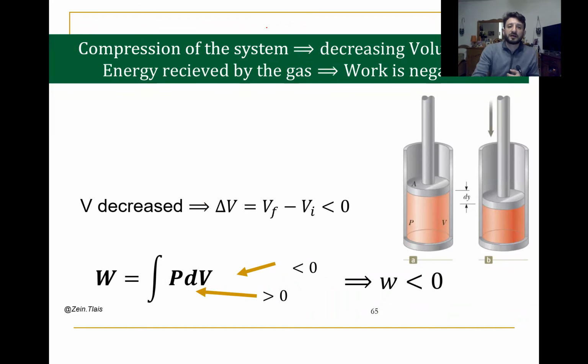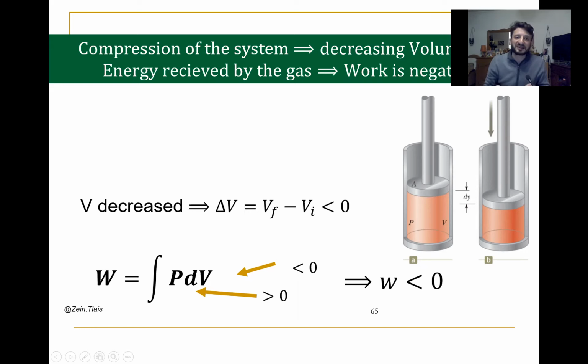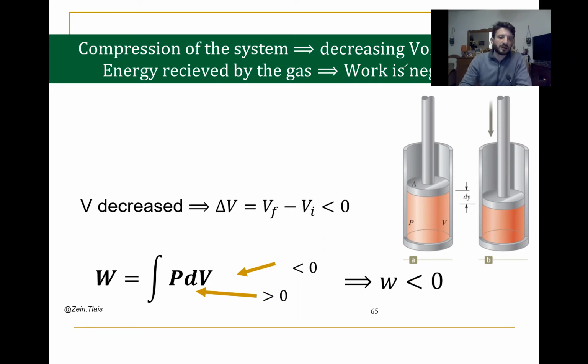Here, if we have a compression, if I decrease the volume, in this case, we can say the energy is received by the gas, and the work is negative. Why? Because here we have delta V negative. When we decrease the volume, V final is less than V initial, so delta V is negative. So omega by the gas is negative, okay?